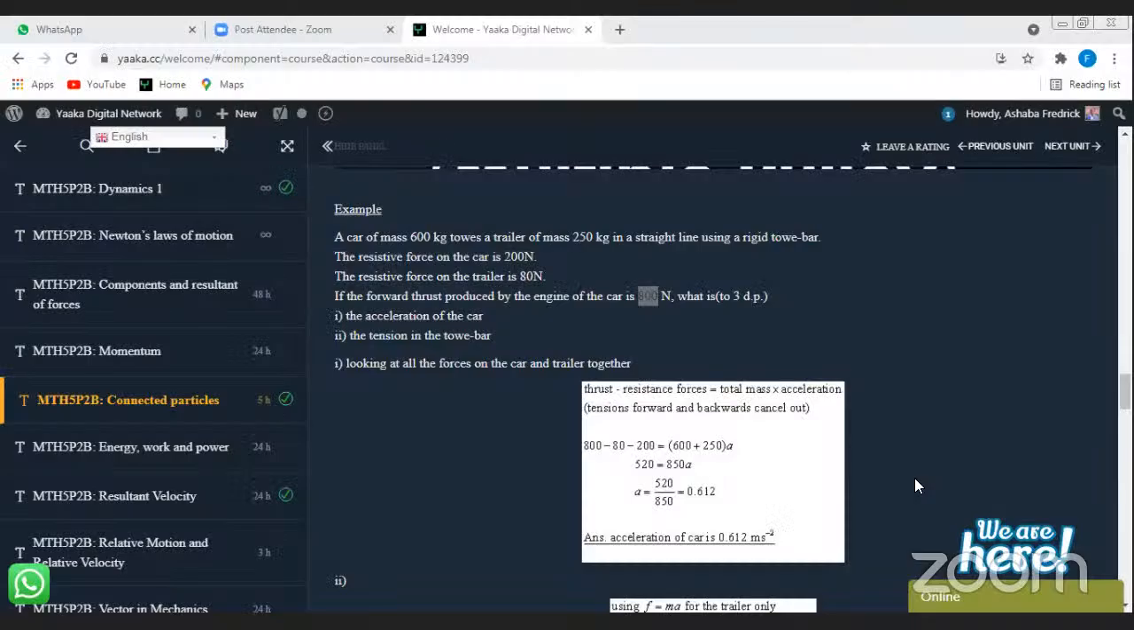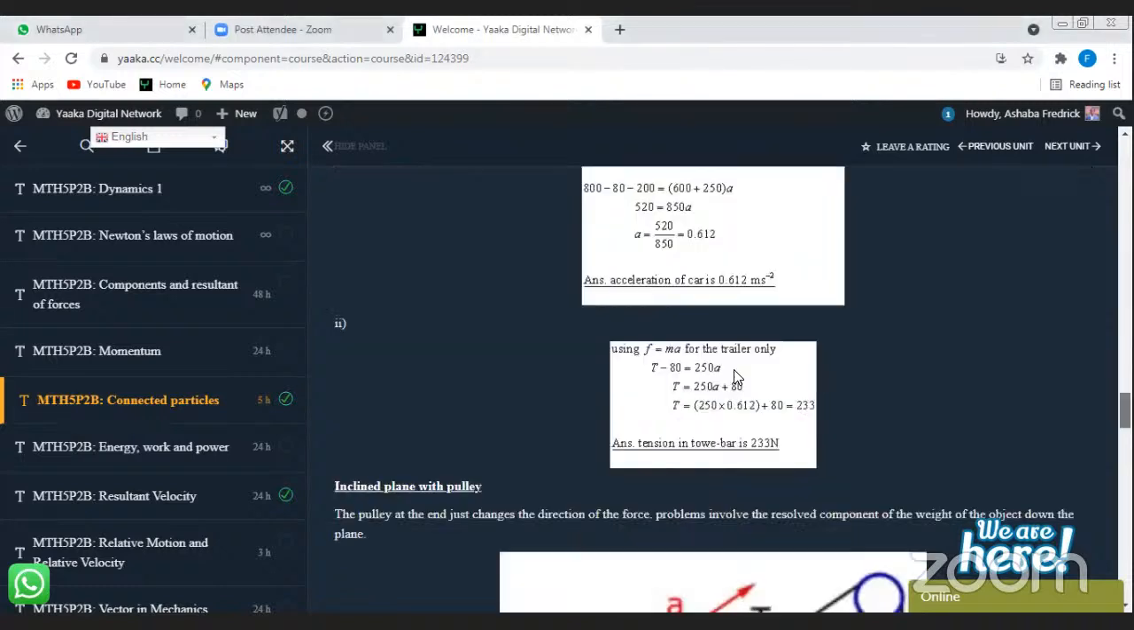First, do you still remember the figures in your head? 600 plus 250. So that would give us our acceleration as 520 divided by 800, which is about 0.65.